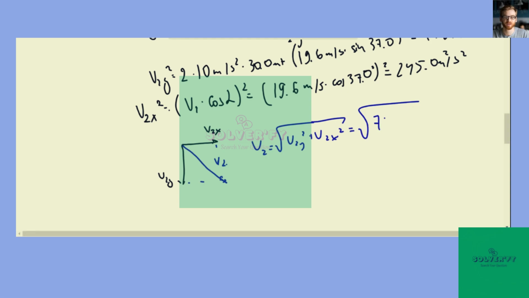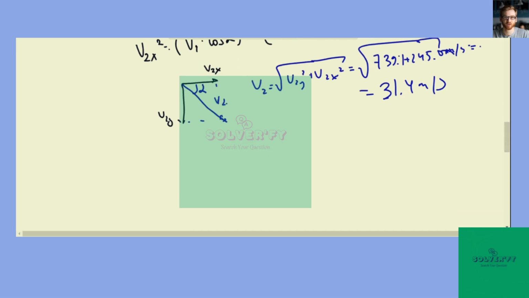These are 739.1 plus 245.0. Now, it will be in meters per second, and we can finally calculate this number. Yes, it's been quite a long solution, but it's a long problem as well. It equals 31.4 meters per second. Now let's find this angle alpha.